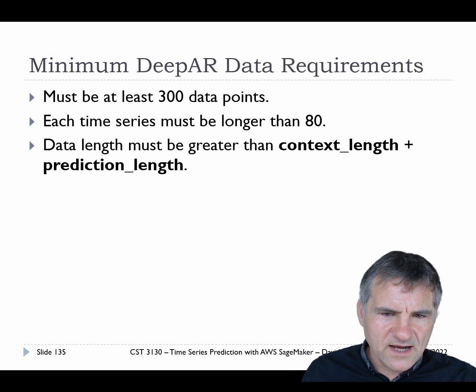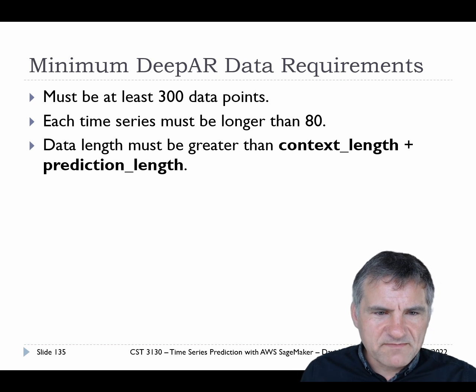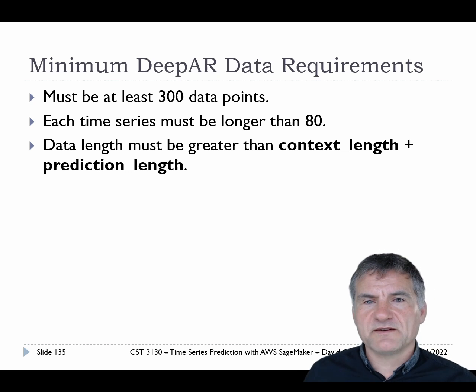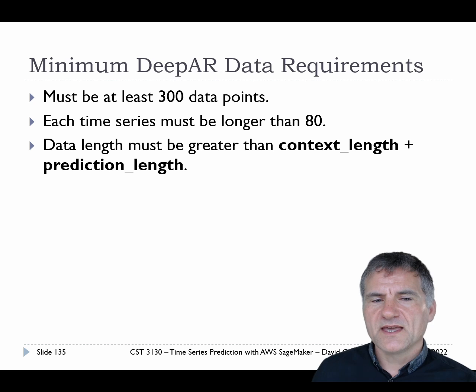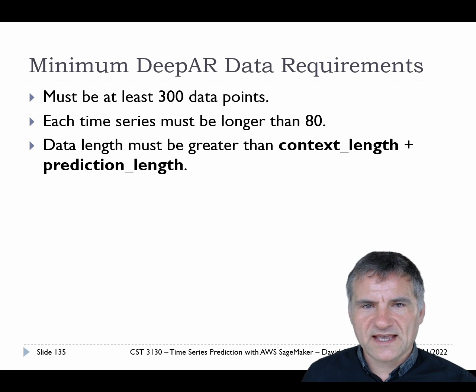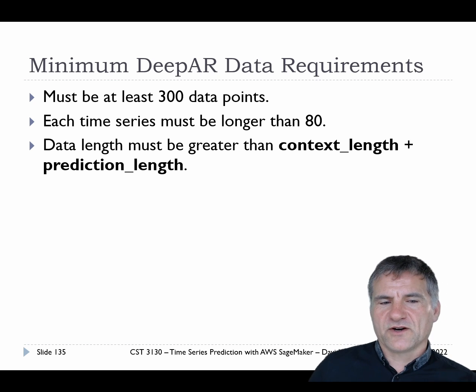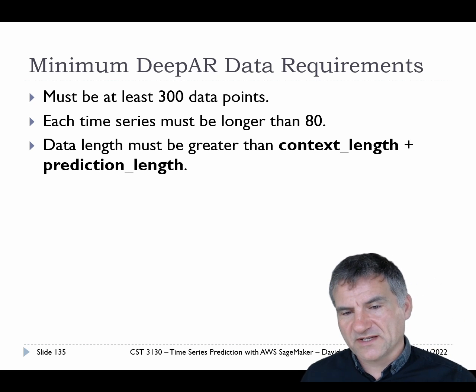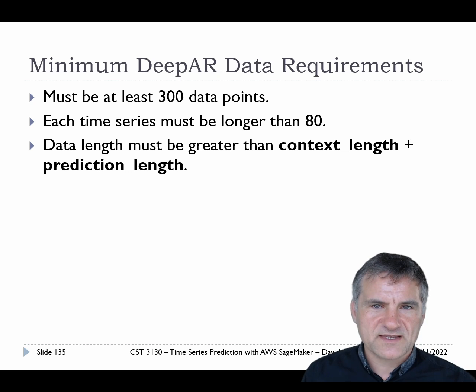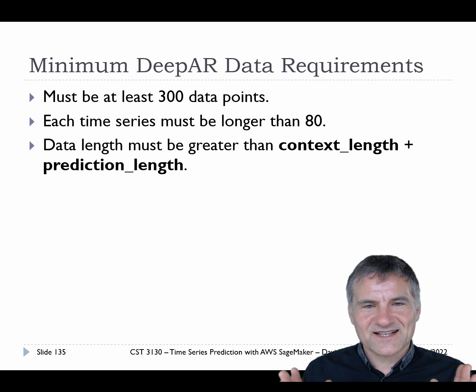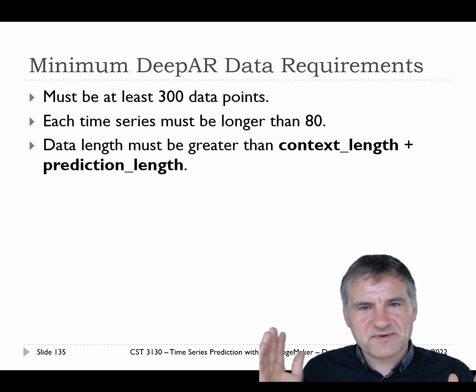So yeah, these are the minimum requirements. You need at least 300 data points to train a deep AI algorithm, and each time series must be longer than 80, otherwise it will not work. And the data length obviously must be greater than the context length plus prediction length. So if you have 80 data points and the context length is 100, it doesn't have that much context to be able to make predictions at all.